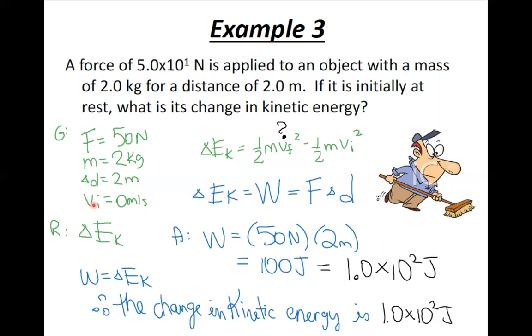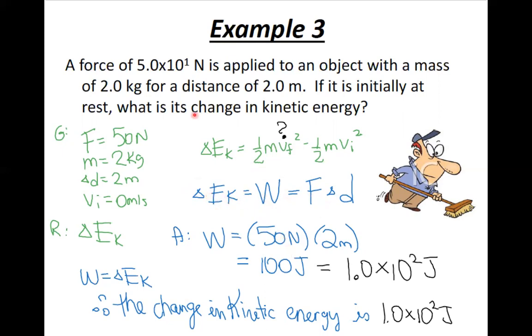Now we have d and vi, but you need 3 things in the kinematic equations to solve for a fourth. We do have mass and force, so we could calculate acceleration through that, and then we'd have 3 knowns, and you could calculate vf and then sub it in here. But actually, the fastest way would be to use the work energy principle. We know force and displacement, the product of those two gives us work, and work is the change in energy or the change in kinetic energy.